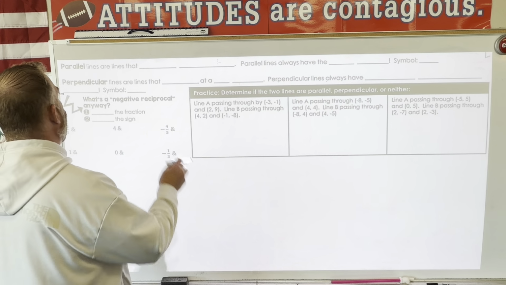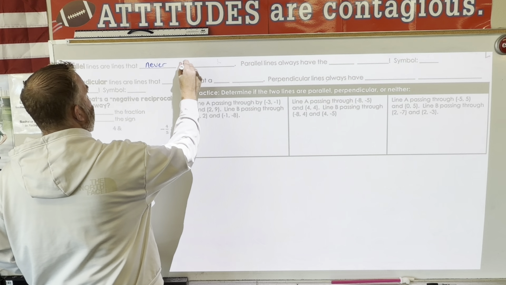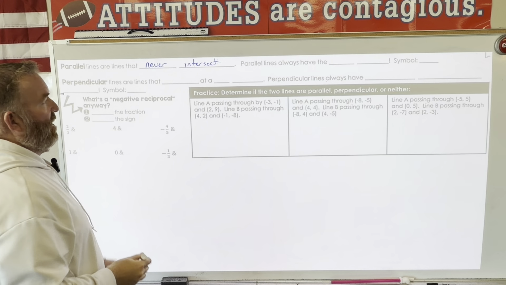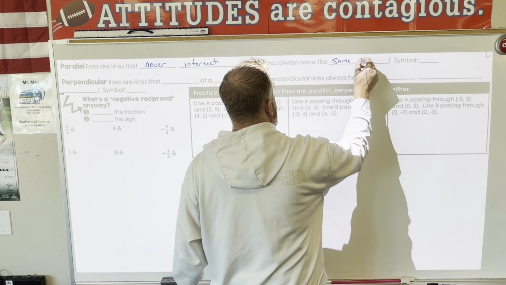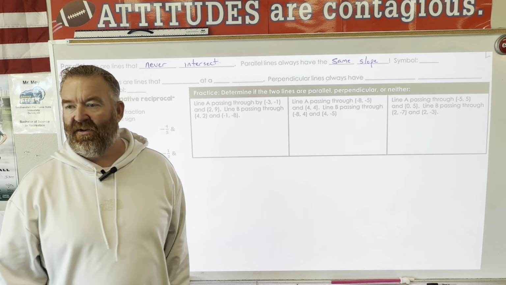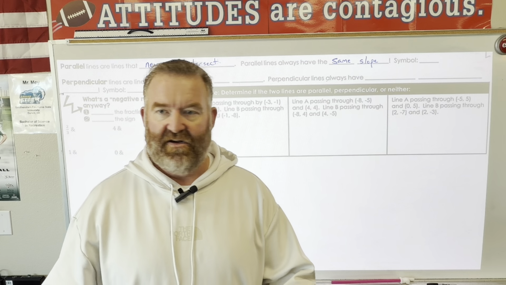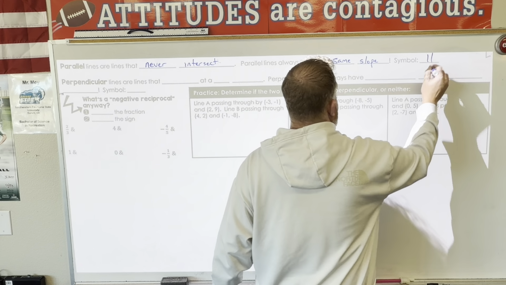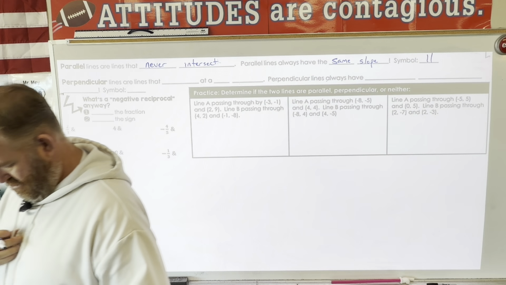Here we go. Parallel lines are lines that never intersect. They always have the same slope. I'll explain what all this means in just a minute. You guys know what slope is. We've been dealing with that when we talk about linear. Rise over run. You remember that? And the symbol for parallel lines is just like you showed me with your hands. It is just straight up and down like that.